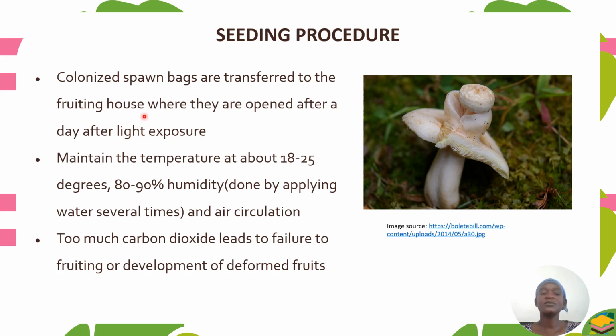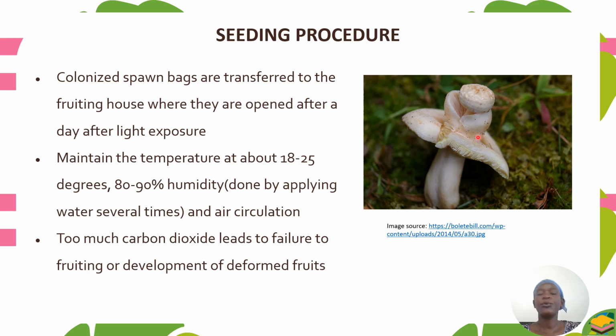In a fruiting house, these are the conditions. Make sure that the temperature is between 18 to 25 degrees Celsius, and the humidity is 80 to 90%. We can achieve this humidity by adding water, and also make sure that there is air circulation. Air circulation is very, very important as it will help to eliminate excess carbon dioxide. Too much carbon dioxide leads to failure of fruiting or development of deformed fruits.